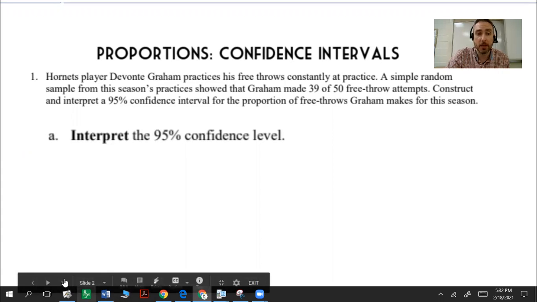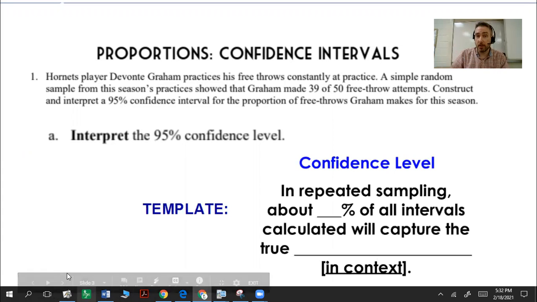Okay, you have a template. So part of the extra credit assignment is 8 templates that you can go through, and you can use those to help you not only answer these questions, but you can get extra points too for doing them if you do the flashcards. So the confidence level template is in repeated sampling of about whatever percent your confidence level is set at, all intervals calculated will capture the true parameter in context. So think about how you want to write that. Pause it if you want to try writing it on your own. And once you unpause, you can check the next slide.